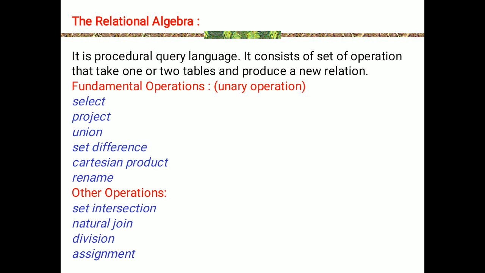In this lecture we see some fundamental operations, which are also called unary operations. These operations are select, project, union, set difference, Cartesian product and rename. Other operations along with the fundamental operations are intersection, join, division and assignment. These are some of the operations in relational algebra.